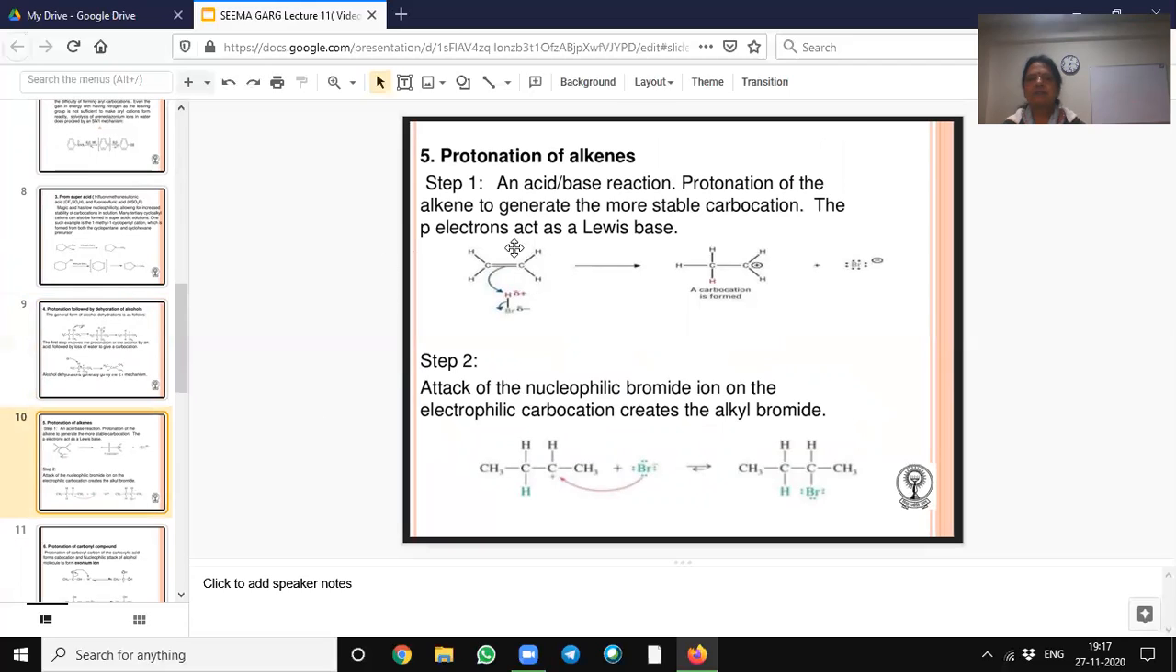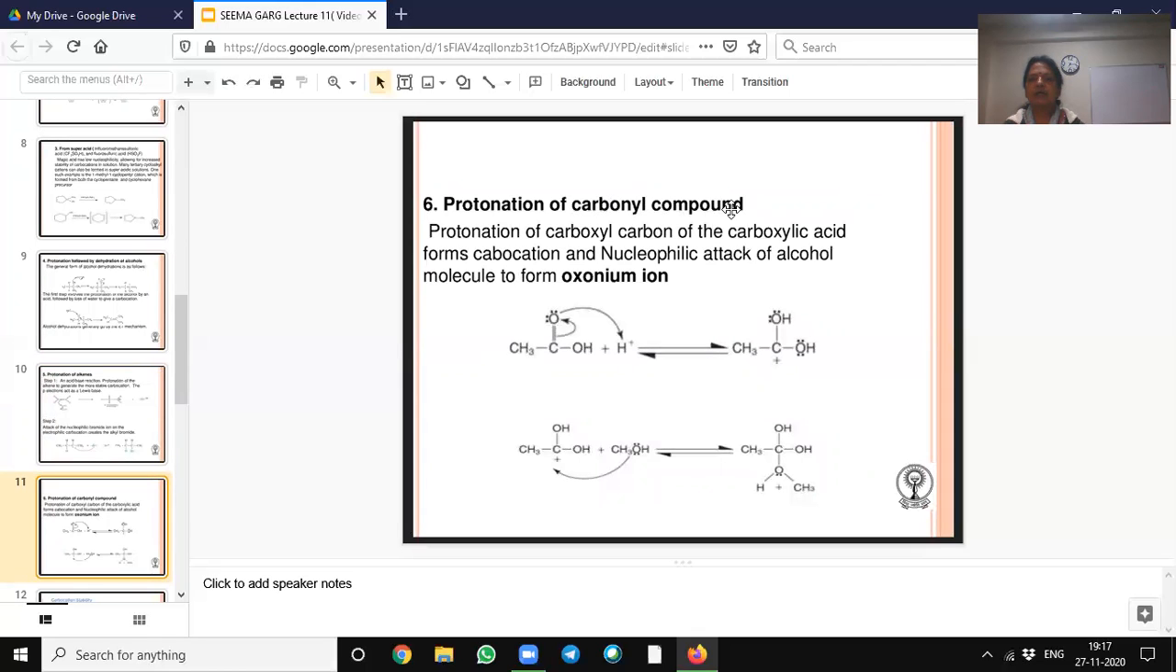Protonation of alkenes: here by acid and base reaction, protonation of the alkene generates the more stable carbocation. See here. In step 2, we will get the substitution product or addition product. Protonation of carbonyl compounds: here, protonation of the carbonyl carbon of the carboxylic acid forms a carbocation, and nucleophilic attack of an alcohol molecule forms an oxonium ion. See here.